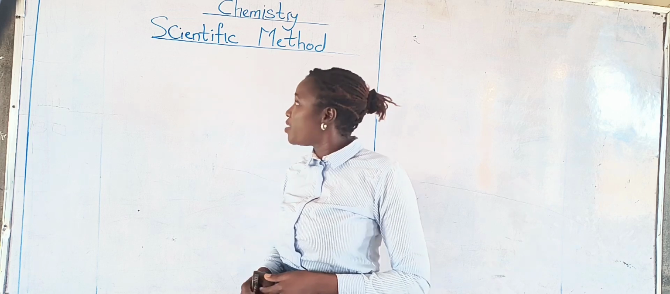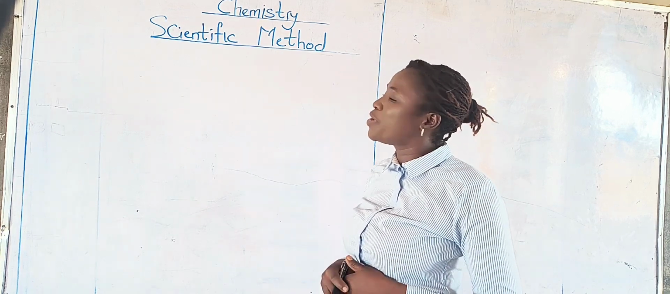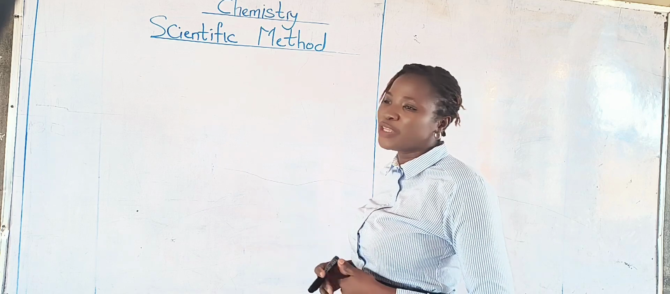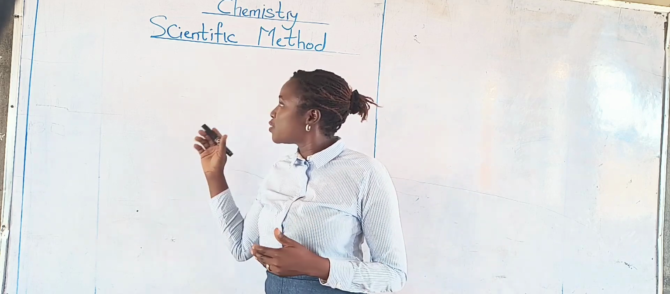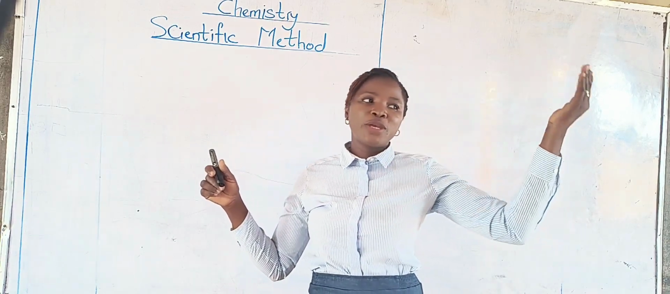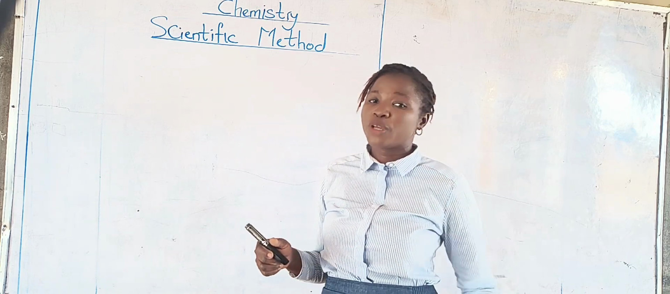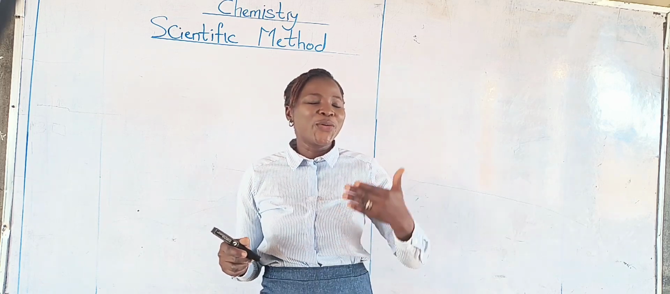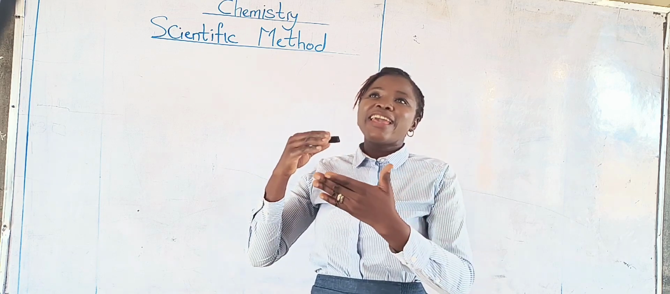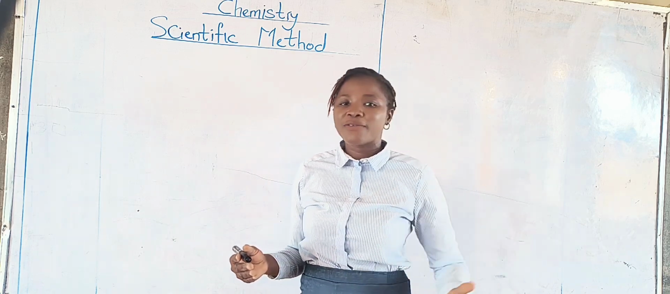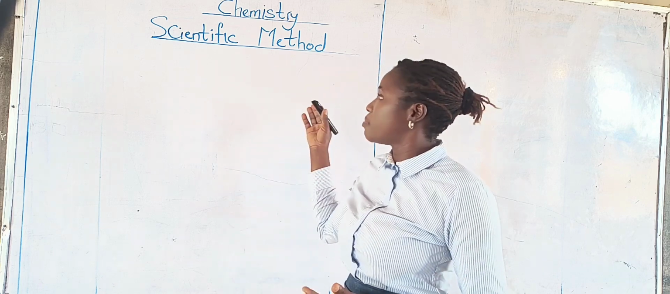So today, we're looking at the board. We have another interesting topic, which we are going to enjoy together in another lesson today. But before we proceed to today's lesson, let's quickly do a brief previous knowledge. Last class we looked at the definition of chemistry, the reason for studying chemistry, and chemistry in our life. So today we are moving to scientific method.